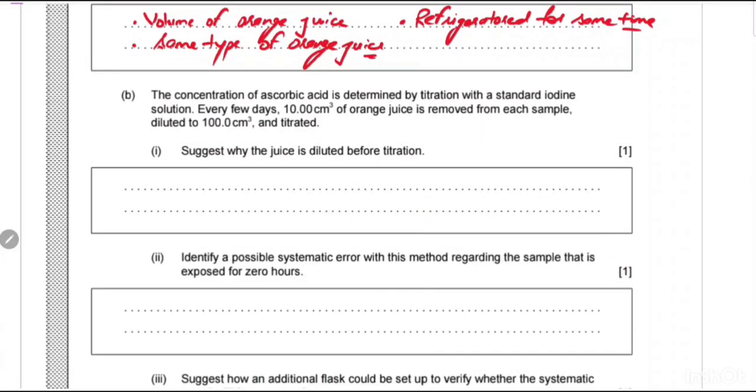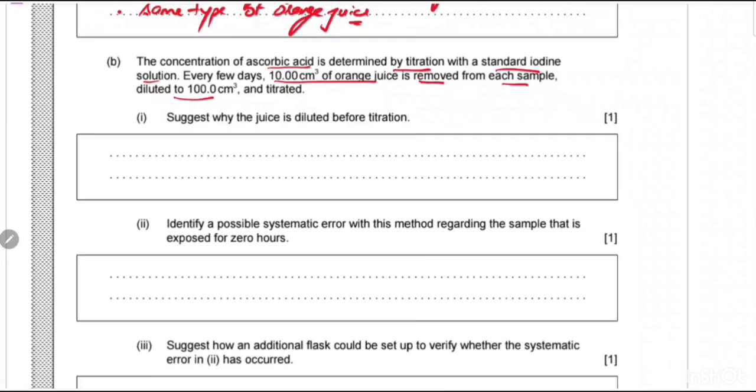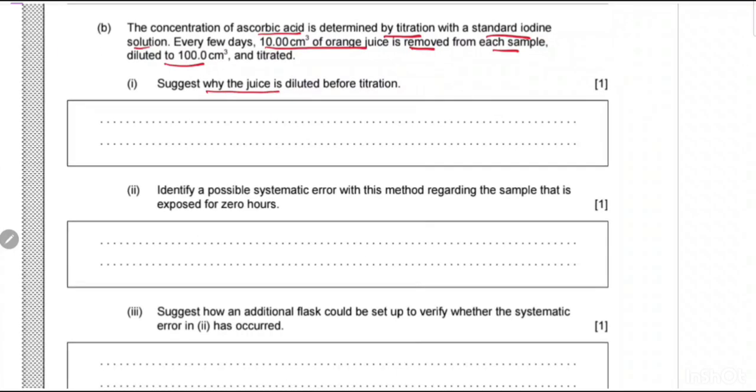Part B says the concentration of ascorbic acid is determined by titration with standard iodine solution, which is iodometric titration. Every few days, 10 cm³ of orange juice is removed from each sample, diluted to 100 and then titrated. The question asks why the juice is diluted before titration. When we dilute the orange juice from 10 cm³ to 100 cm³, we are increasing the volume as well as decreasing the color.